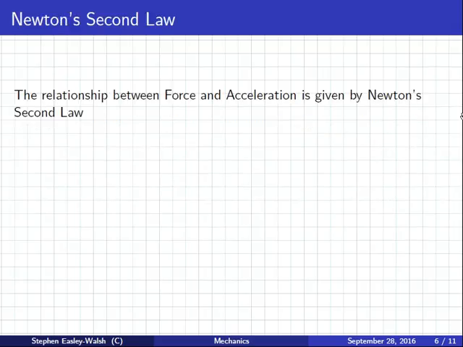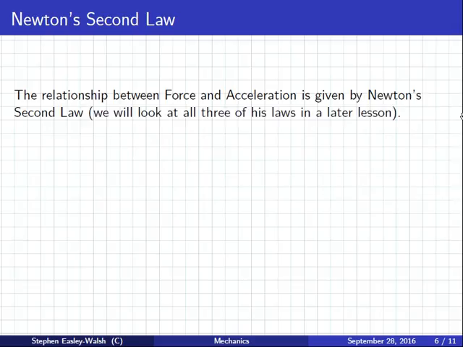Okay. Now, the relationship between force and acceleration is given by Newton's second law. We'll look at all 3 in time, but just for today we're having a look at Newton's second law, which relates force, mass and acceleration. One way to state this law is simply F equals ma. Knowing the F and the m can give you the a, or knowing the m and the a can give you the F, or whatever.